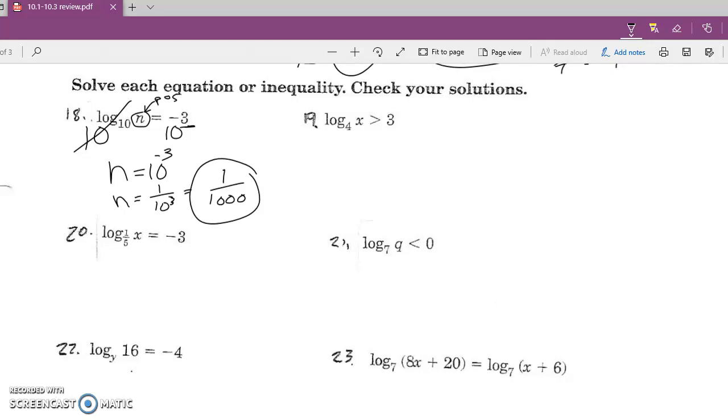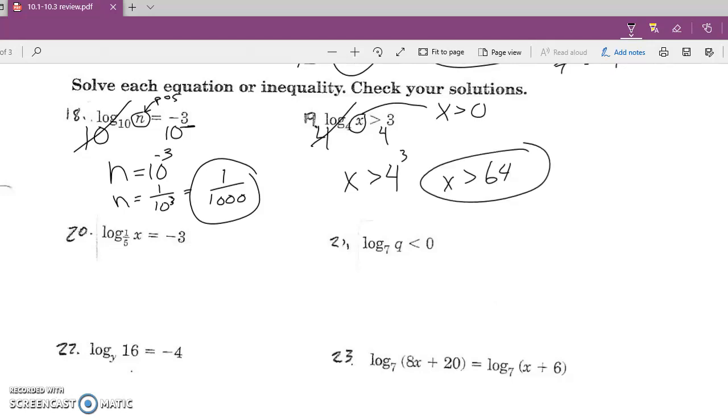So, number 19. Again, even with inequalities, you can drop the 4 in here. These will cancel out, and you get x is greater than 4 to the third. So x is greater than, I believe that's 64. Okay? Now, as long as it's bigger than 64, I think we're good here. And if you take this x right here, remember x has to be positive, so it has to be greater than 0. So it already is greater than 0, so we're okay.